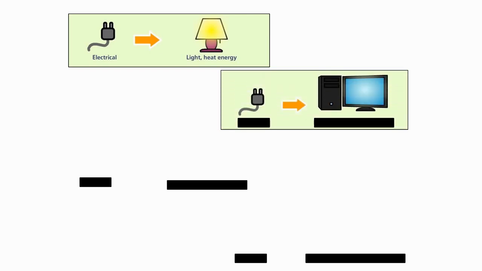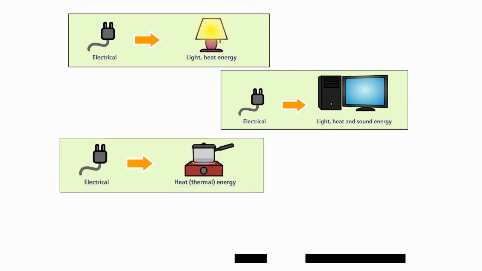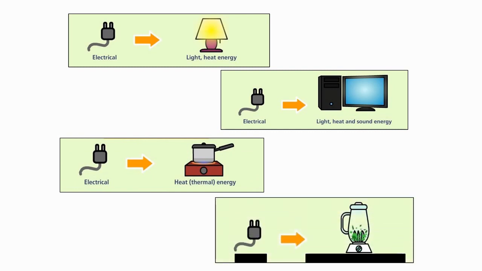Similarly, in the second example, the electrical energy is given to the computer, which is then converted to light, heat and sound energy. In the third example, this electrical energy is given to the induction gas stove, which is converted to heat or thermal energy. In the last example, electrical energy is given to the mixer and it is converted to movement.